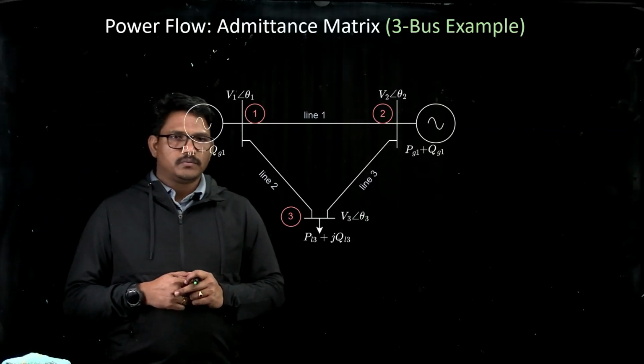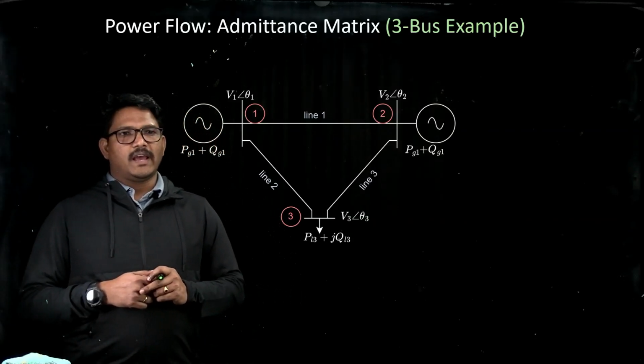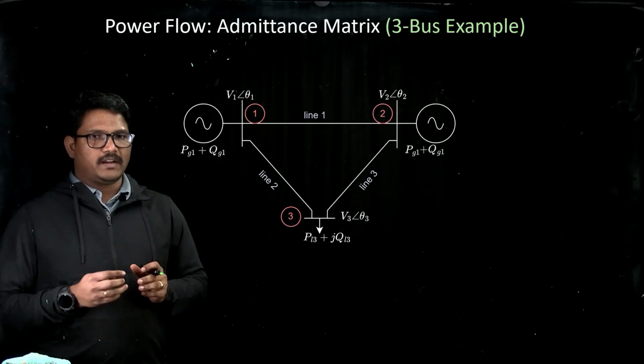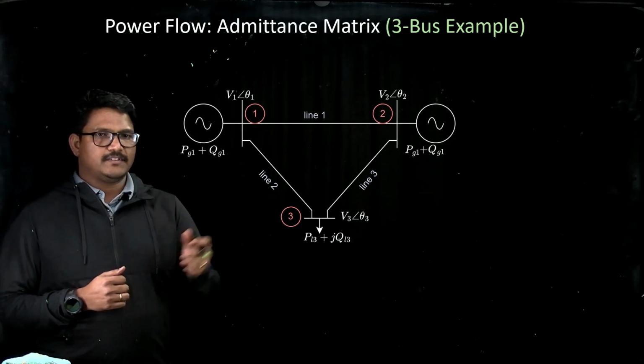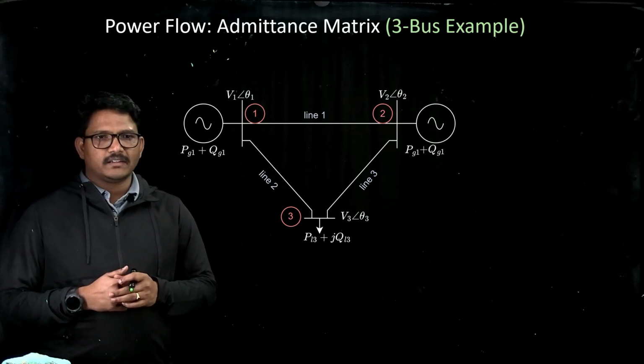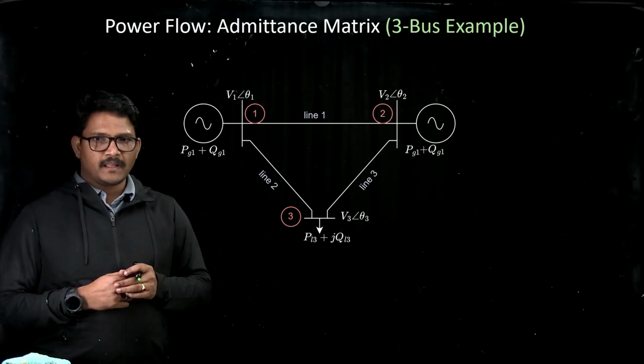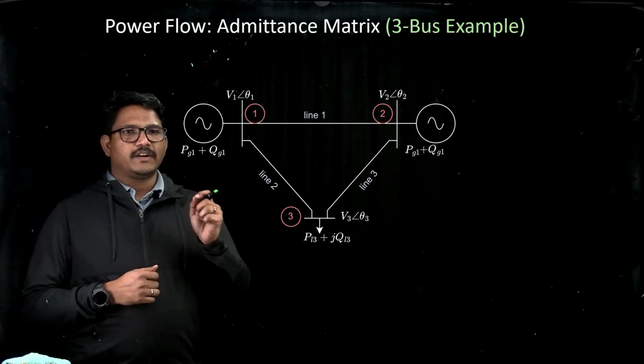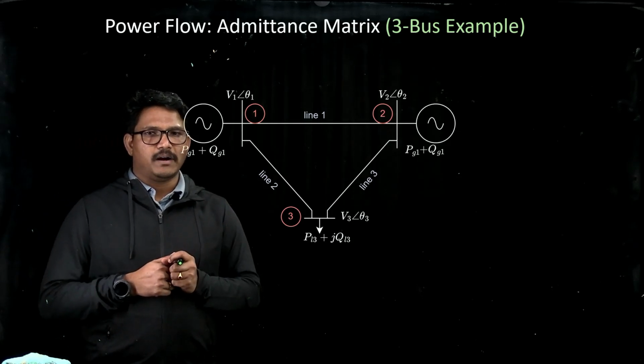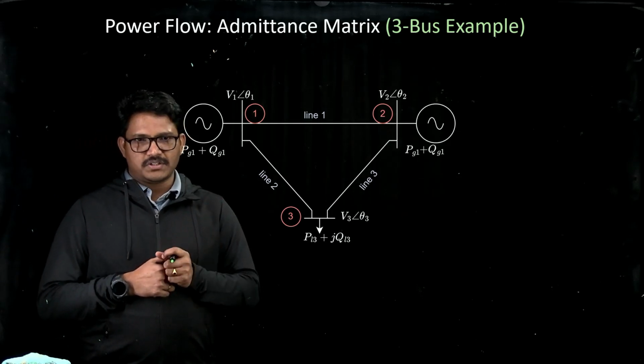In this video, we'll try to learn how we calculate the admittance matrix for a given simple system. So we have selected a 3-bus system here where there are 3 transmission lines. Now consider that each and every transmission line is represented by a pi representation.